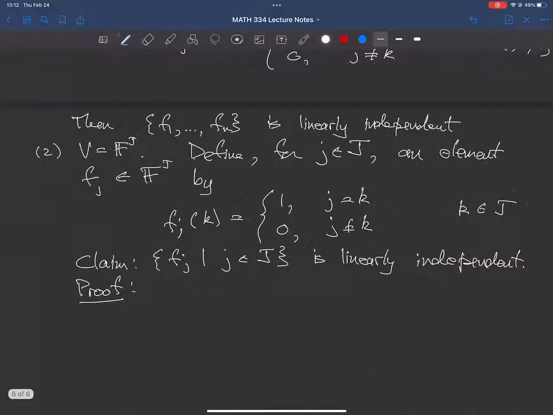All right, so I need to first choose a finite subset of these things. A finite subset of these things will be associated with a finite number of j's, right? So I'm going to let j1 up to jm in J be distinct.